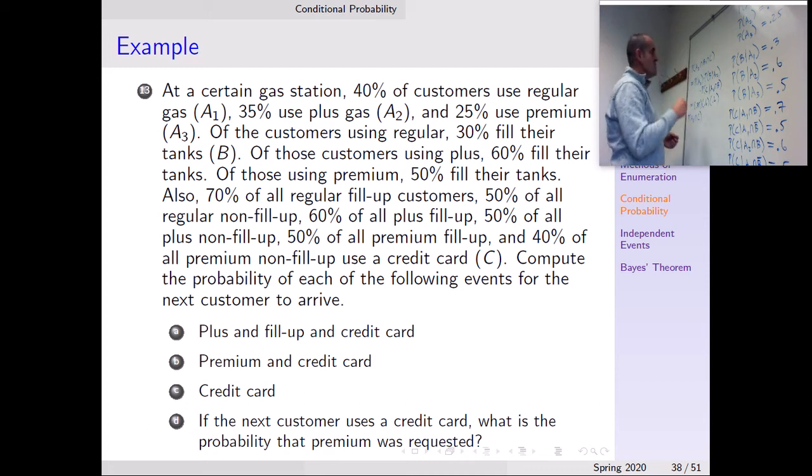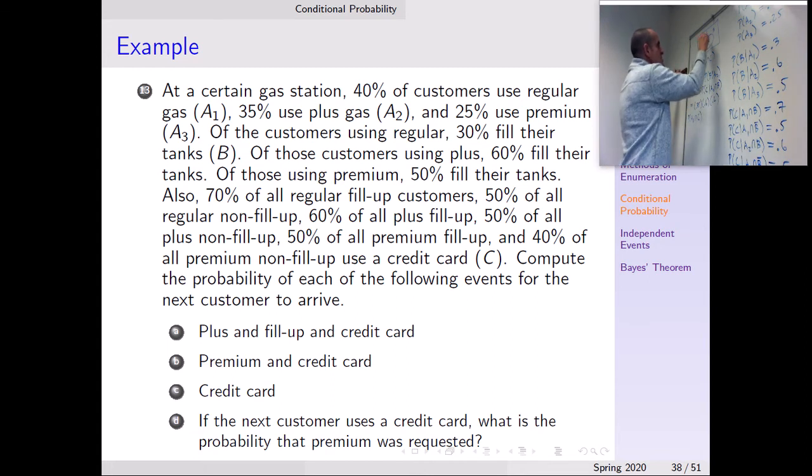So basically what I'm doing is, I'm thinking of it like this. Here's a little picture for you. Suppose this event right here is A3 and C, okay? And suppose this is B. Well, then if I want the probability of A3 and C, then I can say it's either here or it's here. And I can just add those two things together.